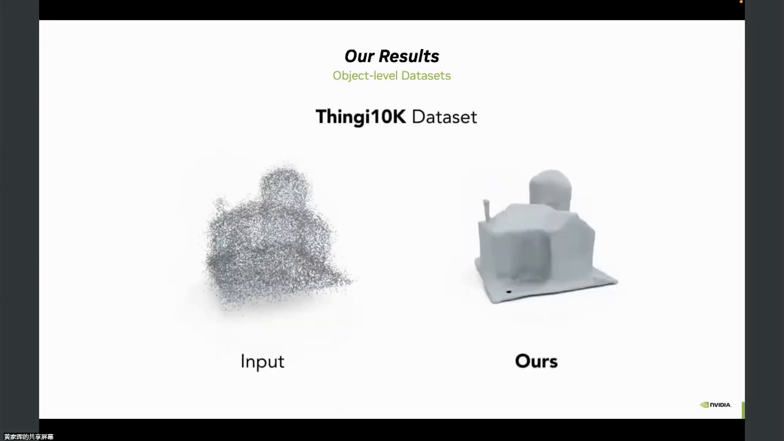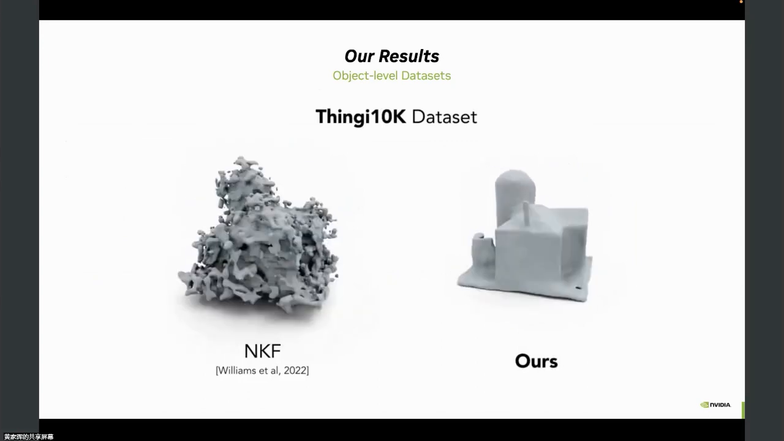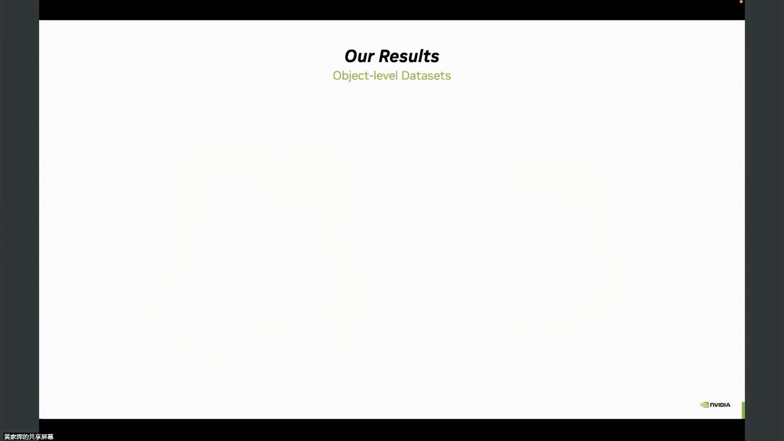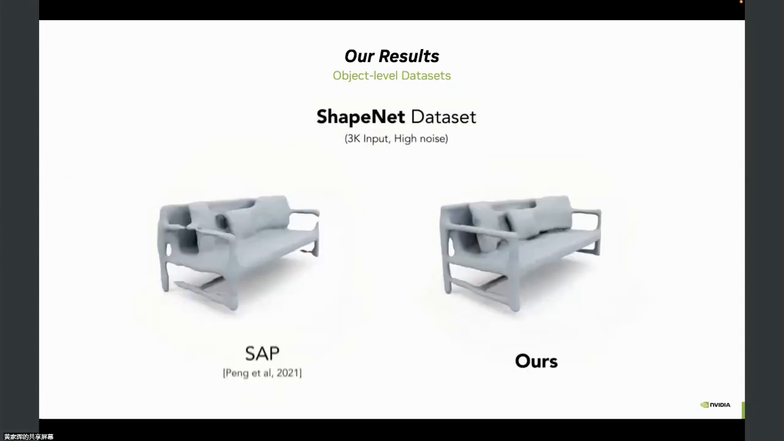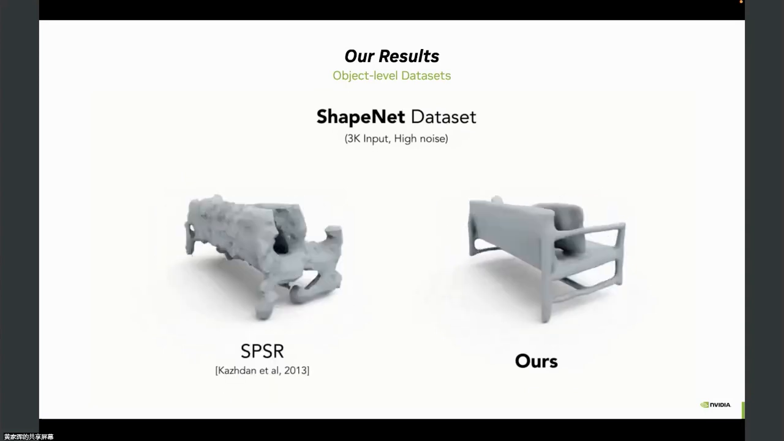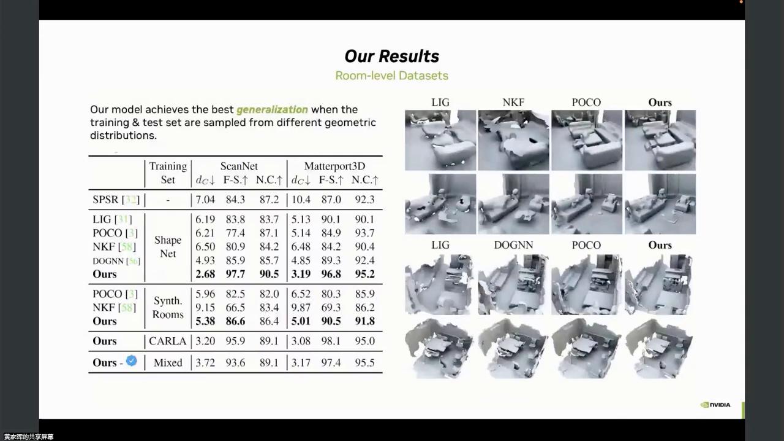Here are some animations. As you can see, the input contains a bunch of noisy points. The state-of-the-art POCO is actually quite slow during running, so you would actually wait for a long time before a surface could be extracted. But here we could generate all of these surfaces in a very fast manner.